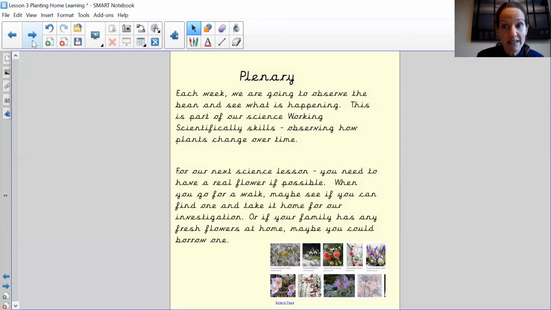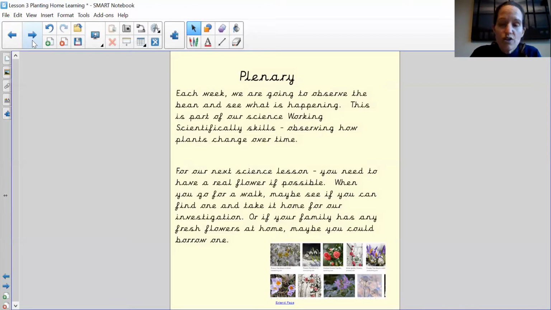Now, for our next science lesson, what I would like you to try and get is a flower. It just has to be one flower, and it could be real if possible. So maybe if you're out for a walk, or if you can find one, just pick a flower, bring it home, and we will use it for our next science lesson. Or maybe if you have some fresh flowers, you could ask your mom or dad or someone at home if you can just have one for our next science lesson.